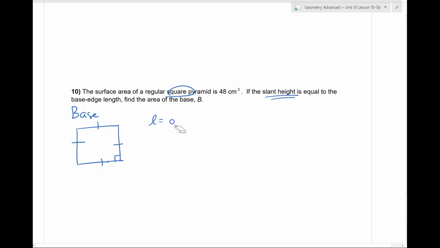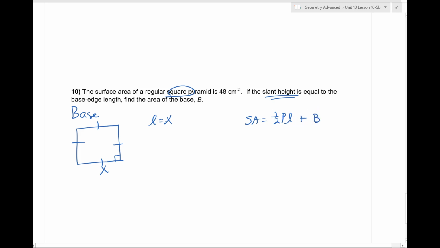All right, let's just change it even better. Let's change that to an X instead, okay? So the slant height is X units. I know my base edge is X units. And I also told you the surface area formula is perimeter of the base, 1/2 perimeter of the base times the slant height plus the area of the base.